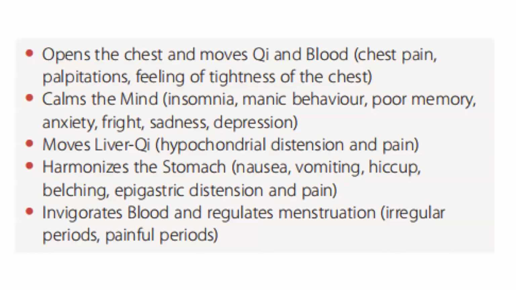So to summarize, Pericardium 6 opens the chest and moves the qi and blood. So this is very good for chest pain, palpitations, feeling of tightness of the chest. PC6 calms the mind, so it's good for insomnia, those with manic behavior, poor memory, anxiety, fright, sadness, depression. It moves liver qi, so very effective for hypochondrial distension and pain.